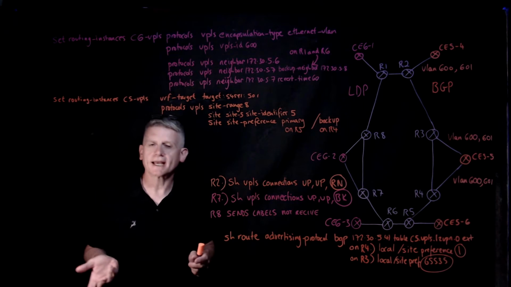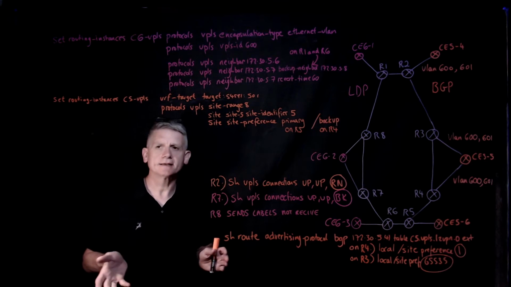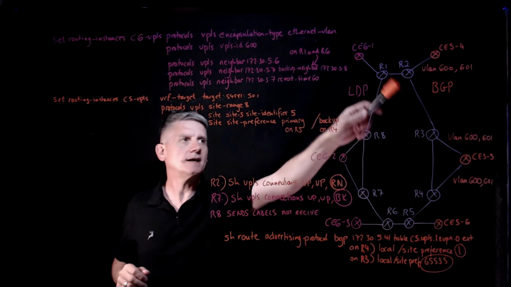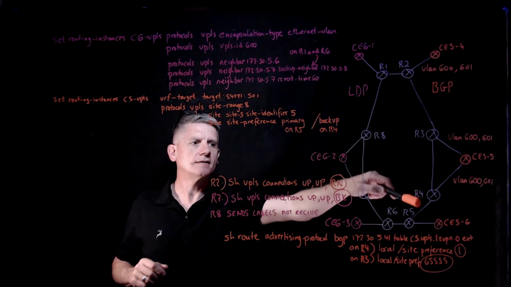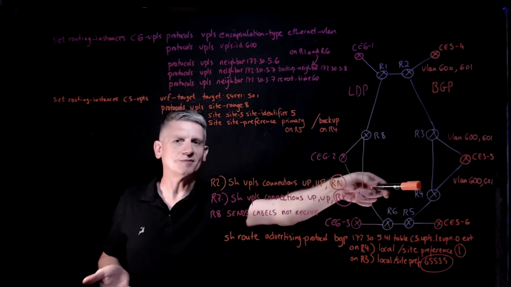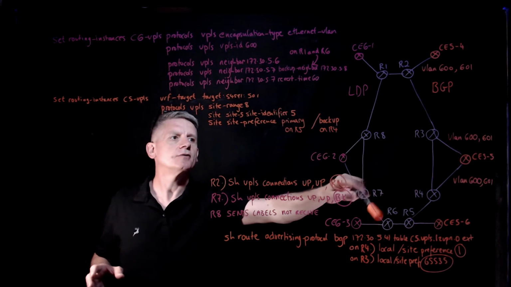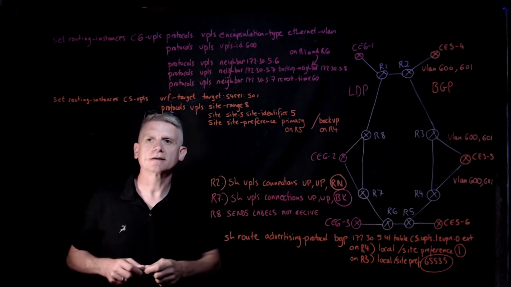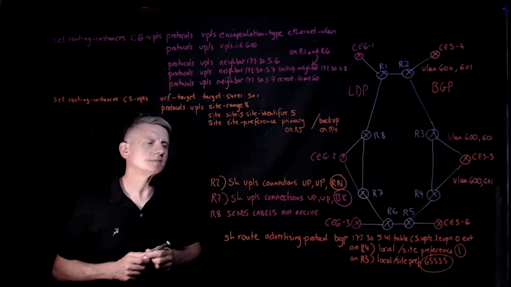Okay, so what we're looking at here is VPLS again. Now, on the right hand side, I have VPLS running with BGP with multi-homing. And on the left hand side, we have VPLS running with LDP, also with multi-homing. Now, we've done this a couple of times now.